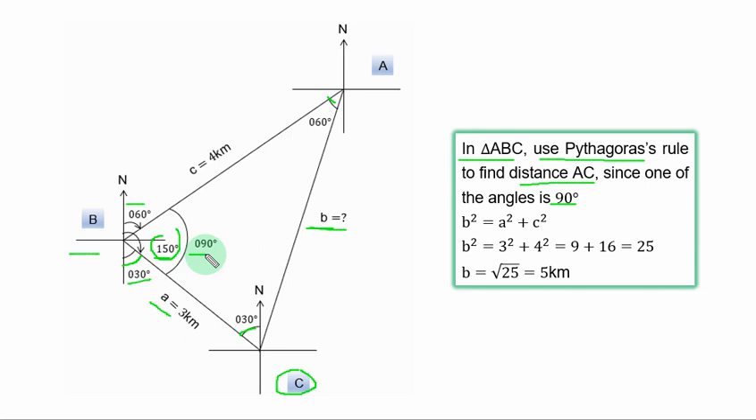And the rule states that the square on the longest side is equal to the sum of squares on the other two sides. So b squared is equal to 3 squared plus 4 squared, and that is 9 plus 16 equal to 25. b becomes square root of 25, and that is 5 kilometers.